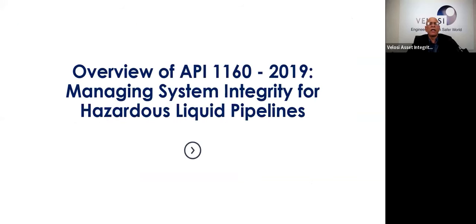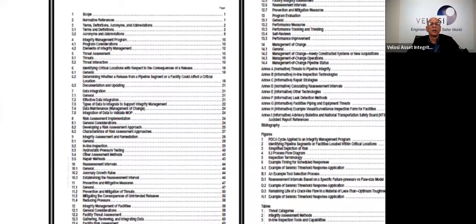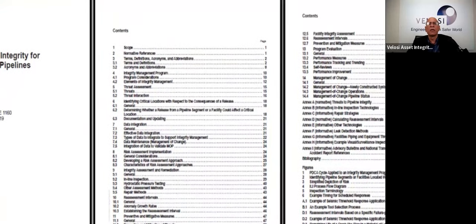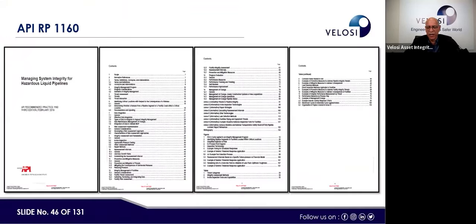Similarly, there's API 1160, which is managing system integrity for hazardous liquid pipelines. And this standard is also more or less similar to ASME B31.8S, but it is presented in a little bit different way, but elements are more or less same. And I will show you the next slide.